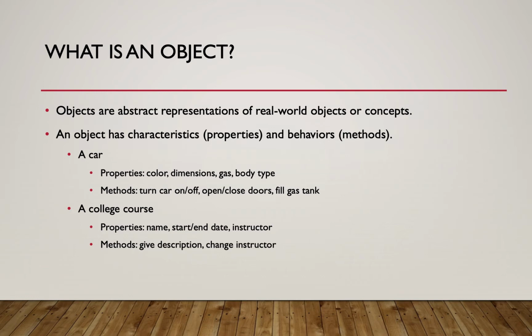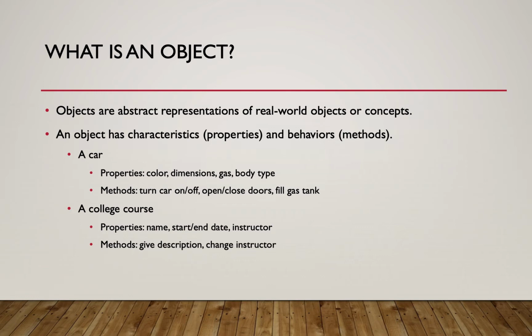Objects also have behaviors. A car can be turned on and off, have its gas tank filled, and have its doors opened and closed. A course can provide a description and change its instructor. These behaviors are implemented using a function that is tied to the object's definition, called a method.